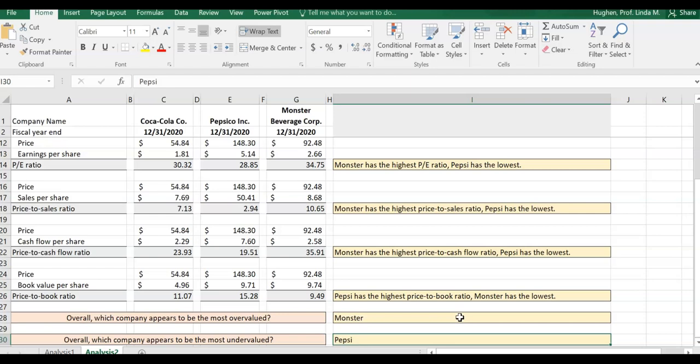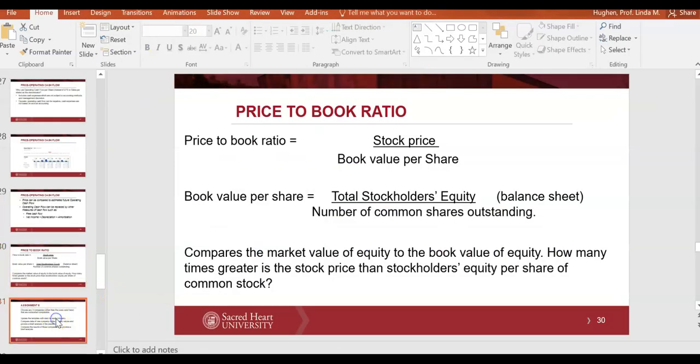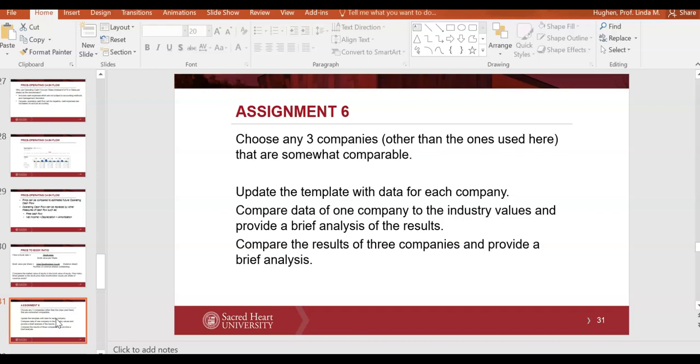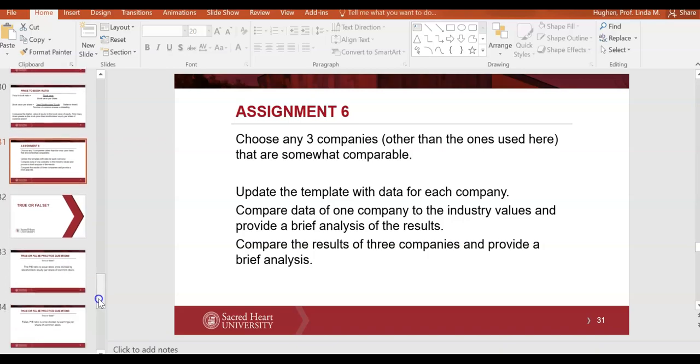This is just trying to get you guys looking at financial statements and see one way that they're used for valuation. In your analysis, you might not have such a simple rationale for which company is overvalued or undervalued. If 2 companies look like they're both closely overvalued, feel free to write that in. Undervalued, same thing. The next slide tells us a little bit about what the assignment is. Choose any 3 companies from our list that are somewhat comparable, update the template, compare the data, and do a very brief analysis.